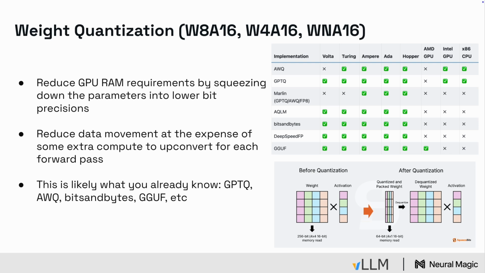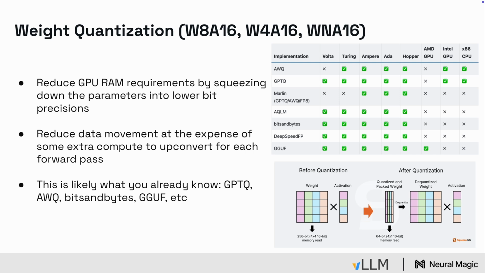So first, there's weight-only quantization, which Charles already covered, where we're just going to quantize the weights and leave the activations at their original precision. The main purpose of this is reducing the memory requirements, so you can fit your model onto the GPUs that you have available. And it also allows you to reduce some data movement at the expense of a little bit of extra compute that you use to upconvert the weights for each forward pass. As Charles also rightfully mentioned, you can overlap these things due to the many compute units available in GPUs.